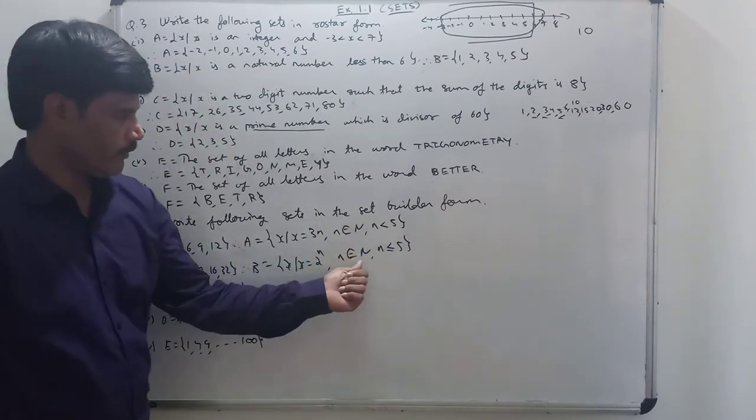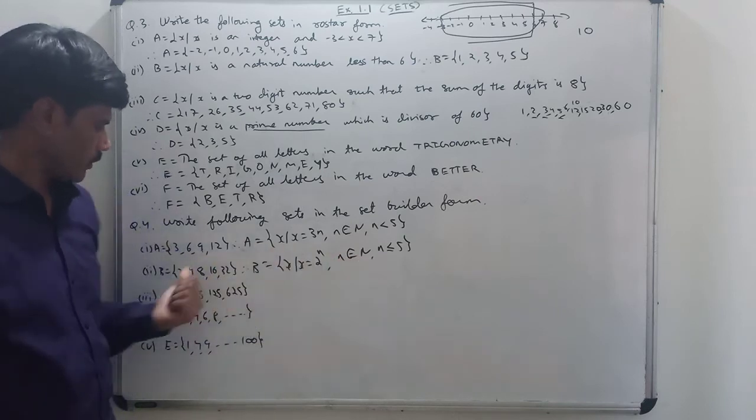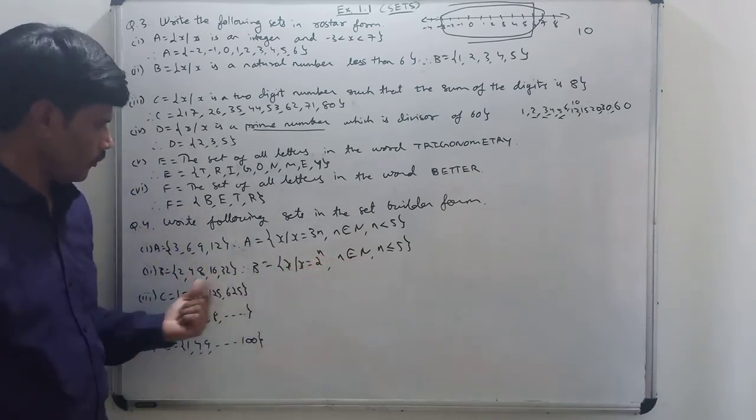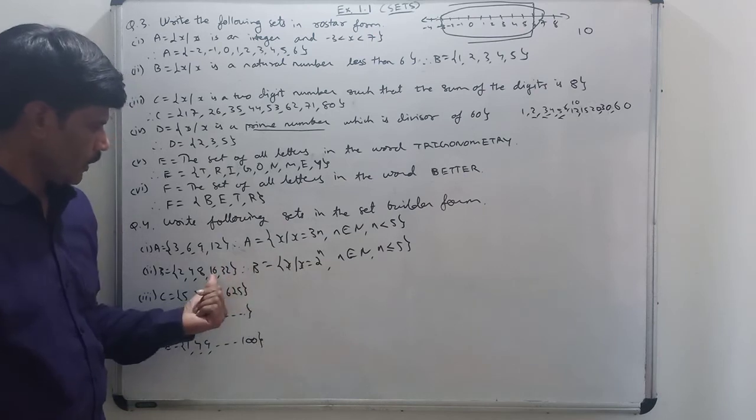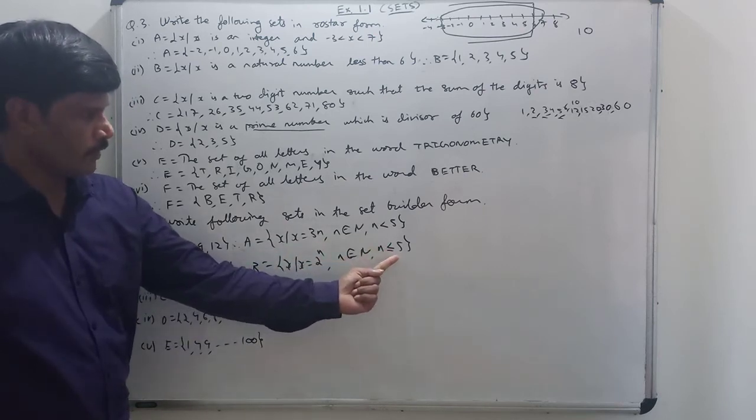When you put values one by one, n is equal to 1, 2 raised to 1, 2. When you put n is equal to 2, 2 raised to 2, 4, 2 raised to 3, 8, 2 raised to 4, 16, 2 raised to 5, 32. You have to take up to 5 only.